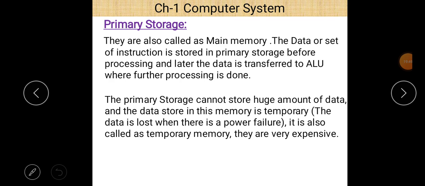Always remember that primary storage is also called the main memory, and data or a set of instructions is stored in primary storage before processing. After that, data is transferred to the ALU where further processing is done.